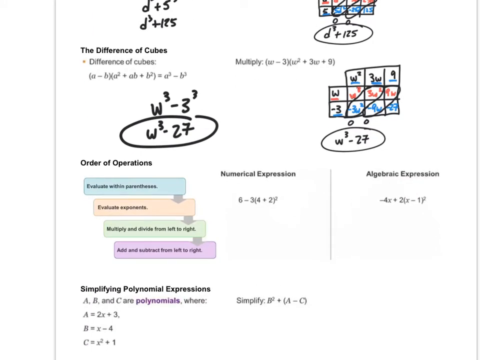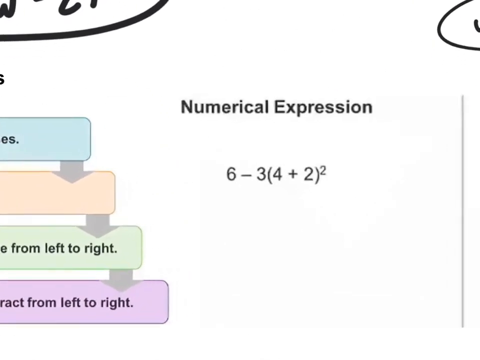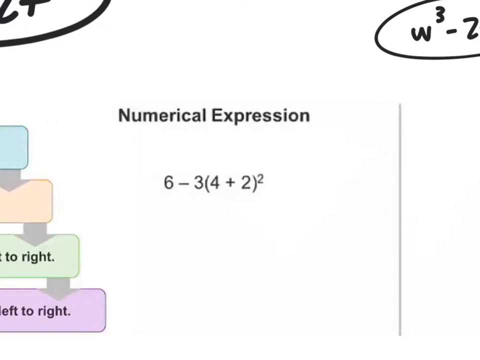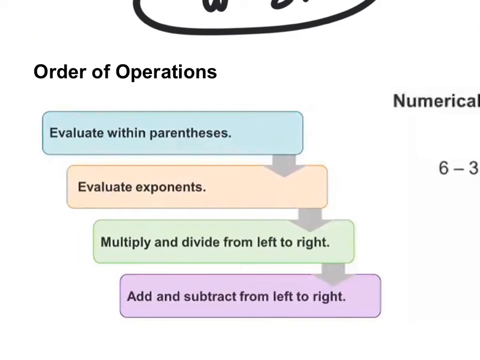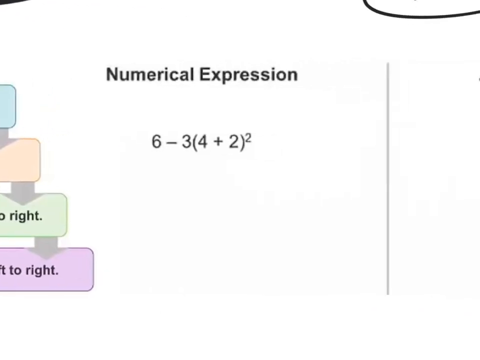When we do order of operations with numbers, your order of operations is PEMDAS: parentheses, exponents, multiplication, division, addition, and subtraction. So we want to evaluate what's inside the parentheses, evaluate the exponents, multiply and divide from left to right, and then add and subtract from left to right. So here's what I've got.